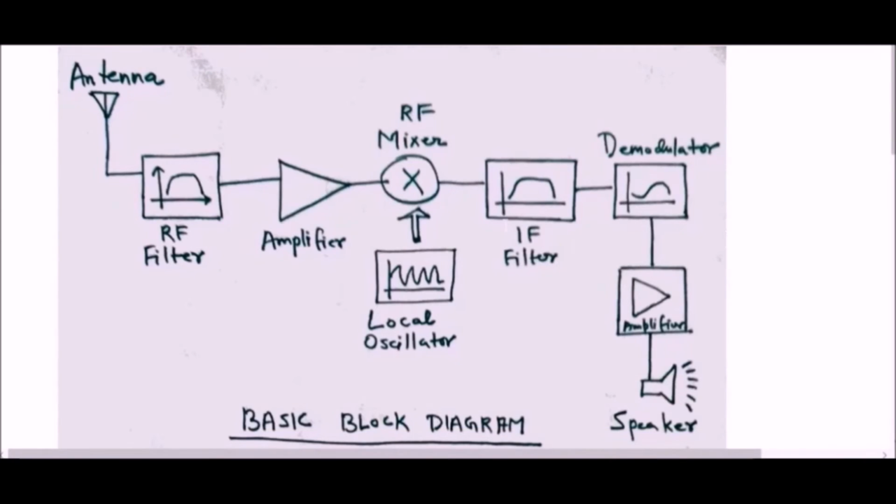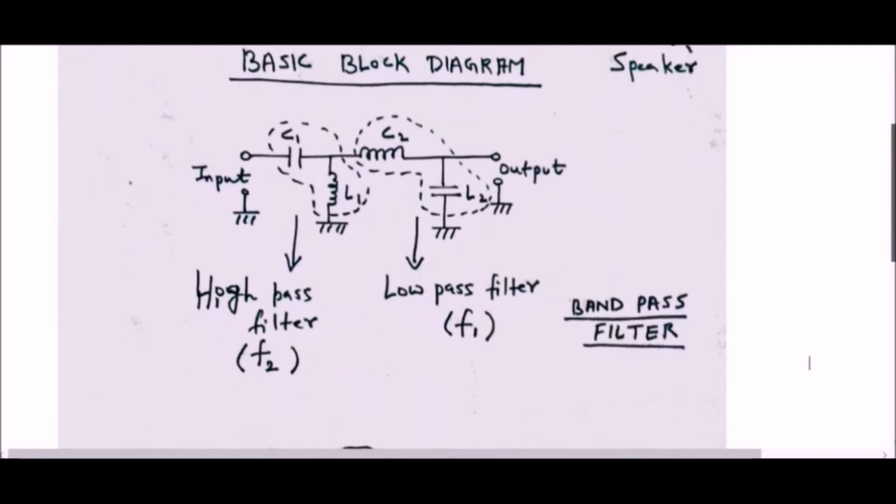So this is a basic block diagram of an FM receiver, and first we are going to talk about RF and IF filters. They both share the same circuit, that is of a band pass filter. The band pass filter looks something like this. It has in series a high pass filter and a low pass filter.